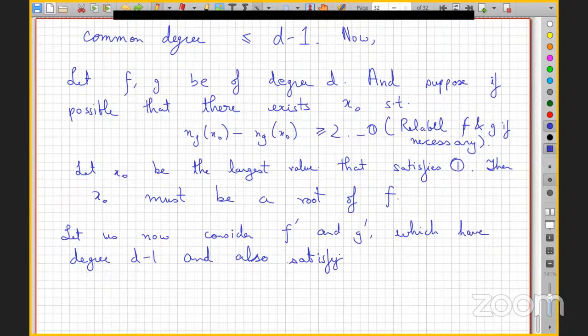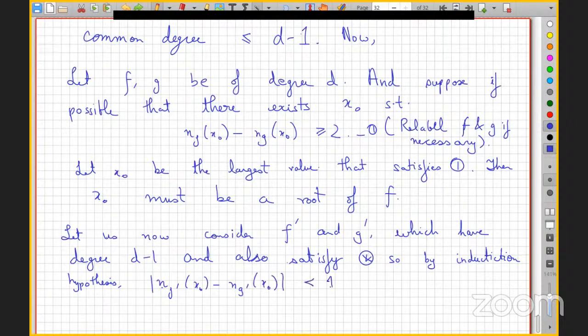So the point is that if a polynomial is real rooted, its derivative is also real rooted. In particular, if all the positive linear combinations of f and g are real rooted, then all the positive linear combinations of f prime and g prime are also real rooted, because they are just derivatives of positive linear combinations of f and g. So they also satisfy star. So by the induction hypothesis, n_f'(x naught) minus n_g'(x naught) is less than or equal to 1.